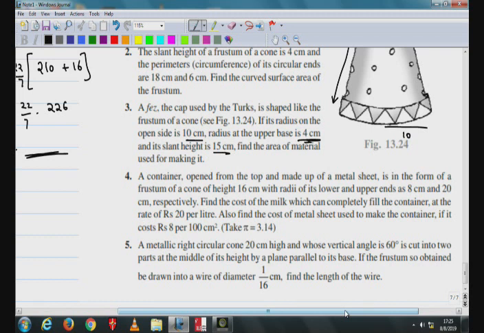Getting it, all of you, till question number 3? Any doubt? Yes, 710. That is the correct answer.